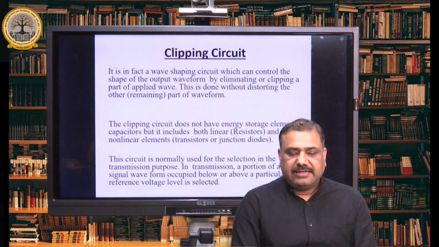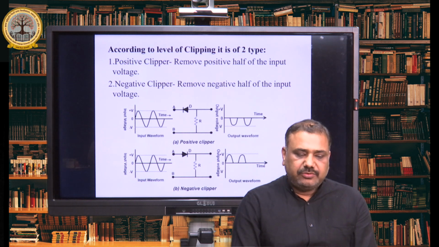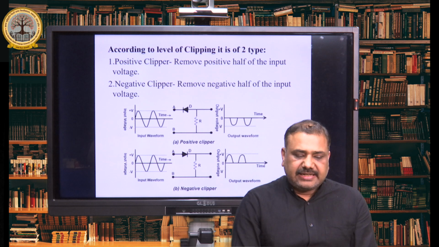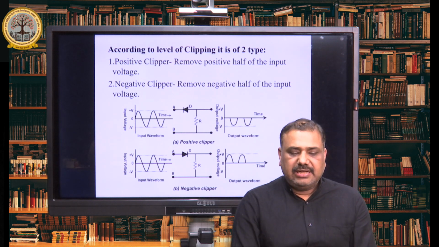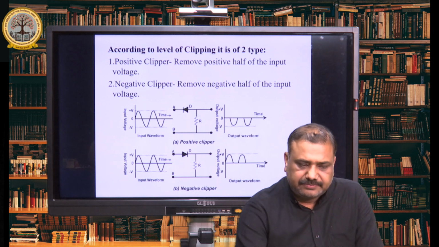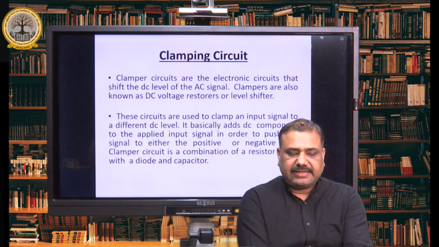It basically adds a DC component to the applied input signal in order to push the signal to either the positive or the negative side. A clamper circuit is a combination of a resistor along with a diode and a capacitor. In the figure, the positive clamper circuit shows the input waveform and the output waveform.